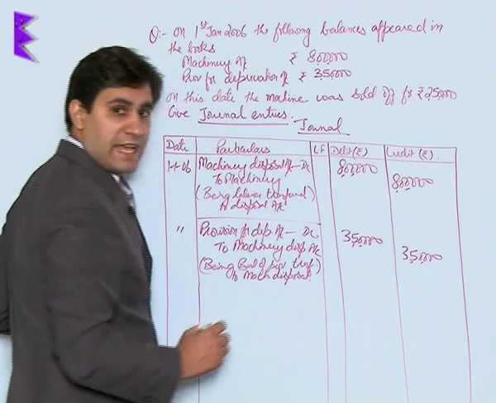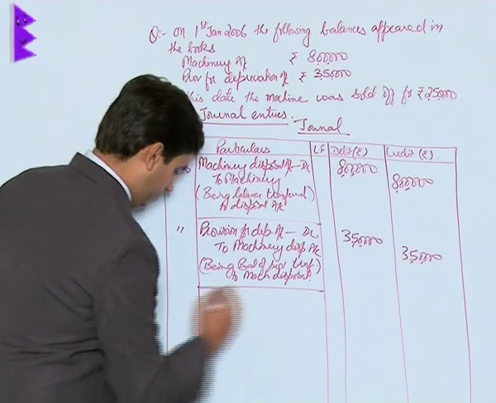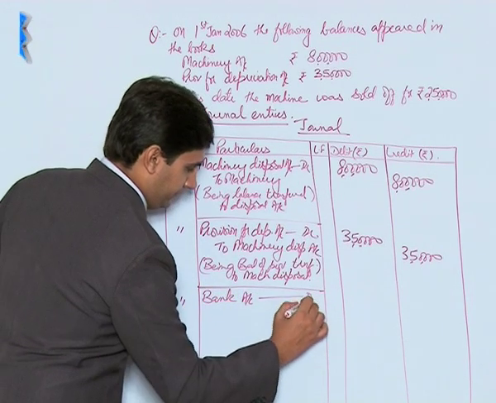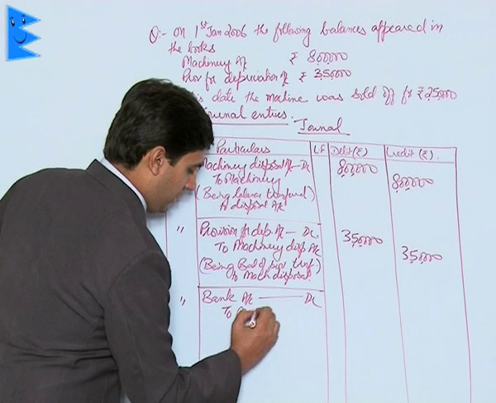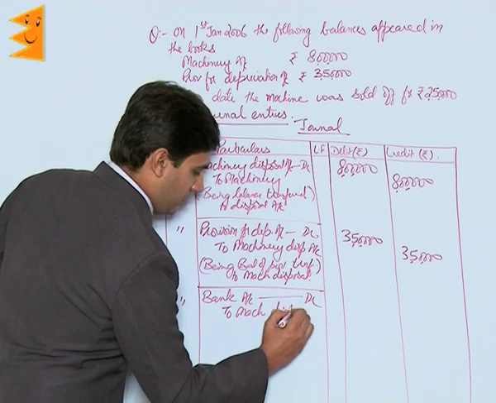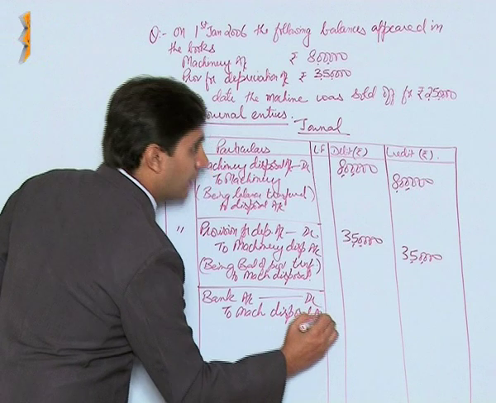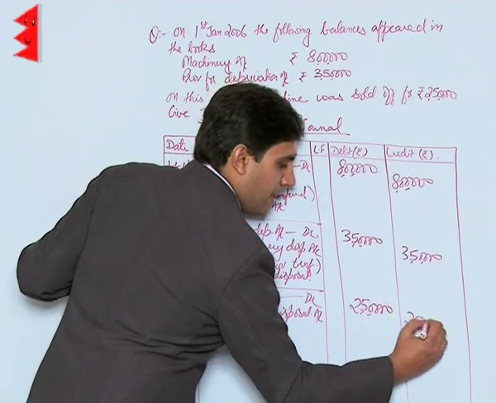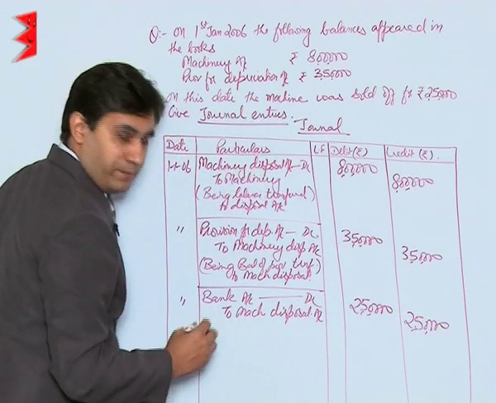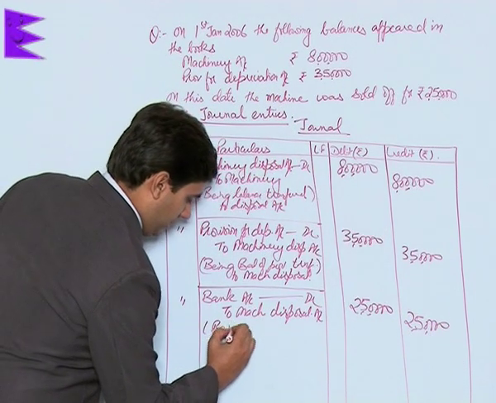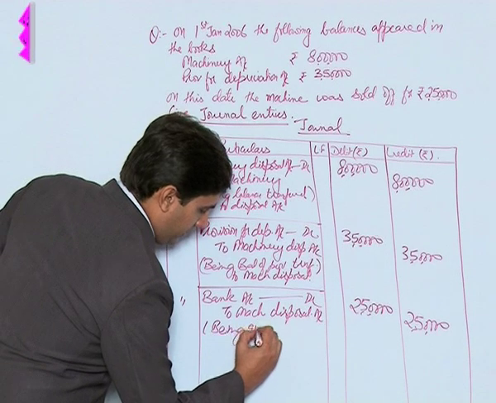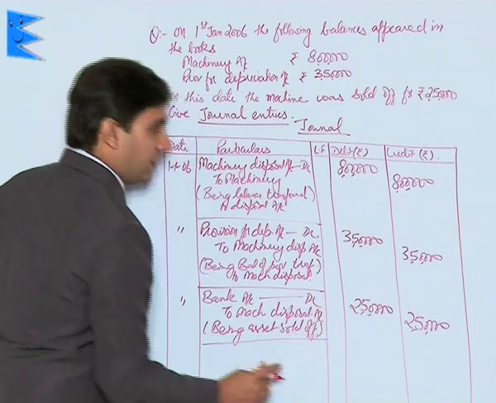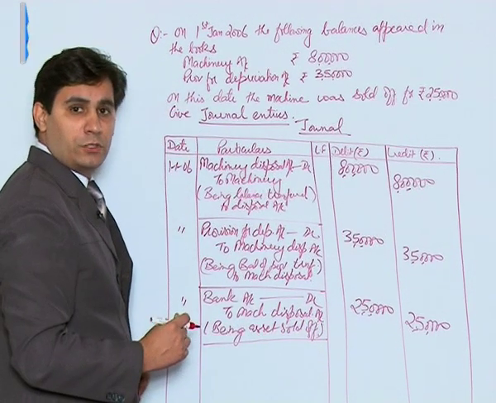On this date, this asset was sold off for rupees 2 lakh 50,000. So entry would be bank account debited to machinery disposal account, that is 2 lakh 50,000, and the narration would be being asset sold off. And lastly, there is a loss in this entry for rupees 2 lakh.